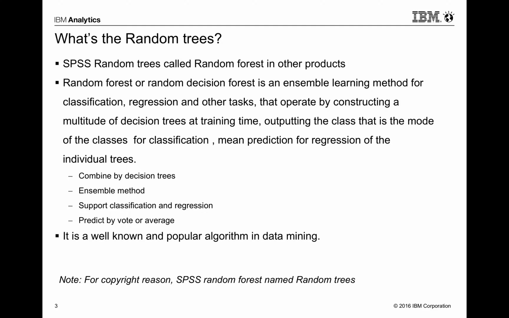It's a little complex, but we can use some keywords to learn about this. First, it's combined from decision trees. That means it's a lot of trees. Second, it's an ensemble method. Third, it supports both classification and regression. And fourth, it predicts by vote or average: vote for classification, average for regression.